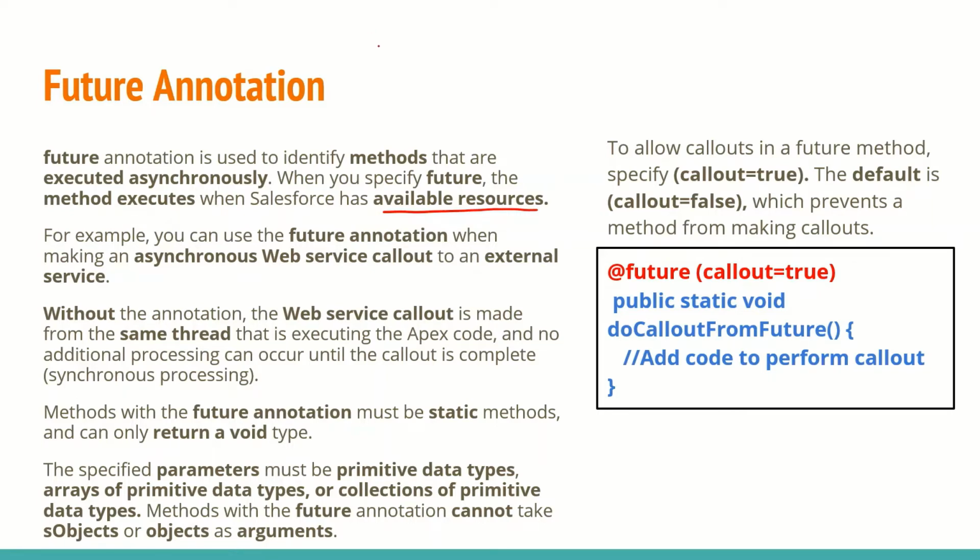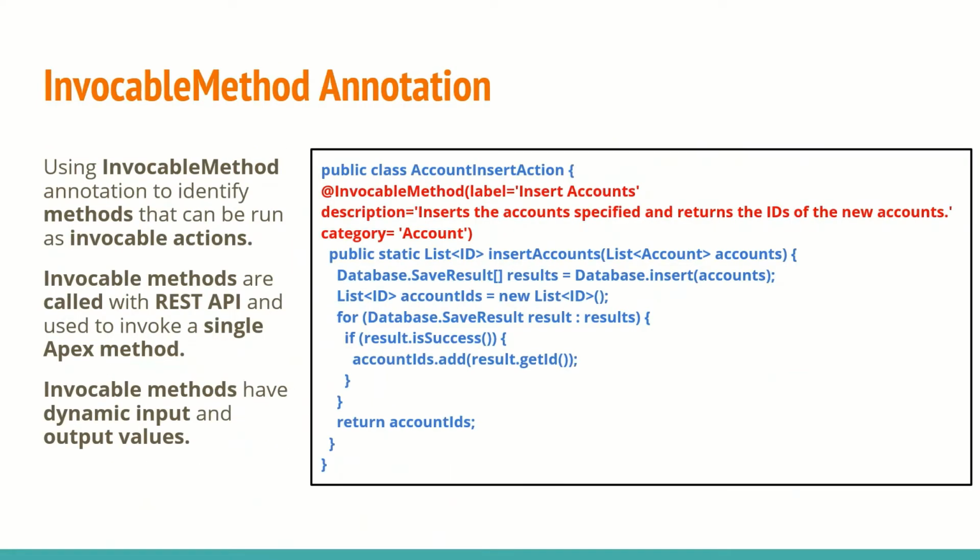So as you can see, to allow callouts in a future method, we have to specify one of the attributes of that particular annotation, that is callout equal to true, to make the callouts from that particular future method. The default is callout equal to false, which prevents a method from making callouts. At the future, we have this particular annotation, and then we have set callout equal to true, public static void, because the method should be static and the return type should be void. If you are annotating that particular method with future, you can do a callout from future, and you can add your logic in that. Then we have the invocable method annotation.